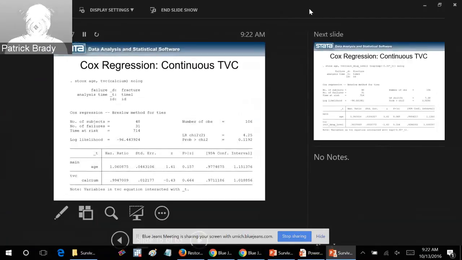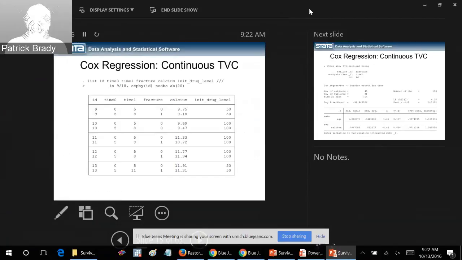Let's look at calcium first. If it's just plain old garden variety time varying and it's continuous, and you want to treat it as continuous, the command is just stcox age, and then the option is tvc, which is time varying covariate, calcium, and Stata will then take that into account. So for patient 9, for the first interval, it's going to use this value as the covariate for calcium. And then for the interval 5 through 8, it's going to use this value, 9.18, for the value of calcium. So it's just going to change what the covariate level is in the analysis.